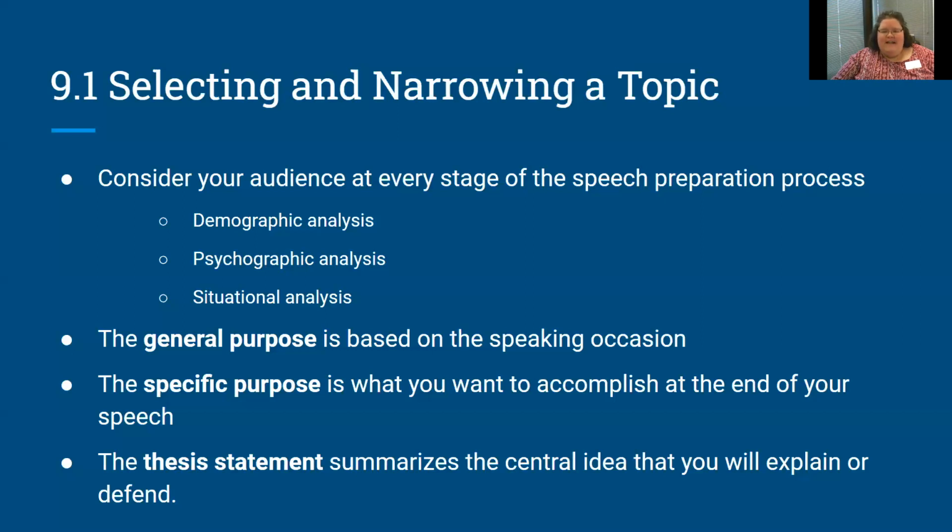And then the thesis statement just summarizes the main point of the speech. If you're doing an informative speech, you're going to explain the thesis. If you're doing a persuasive speech, you're going to defend the thesis. So you'll have an opportunity to do each one of those. Again, in the annotations of chapter 9, I've provided you some more examples of thesis statements there.